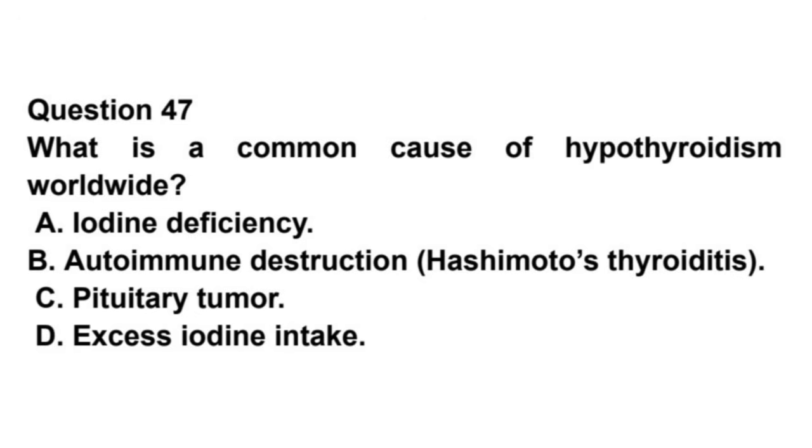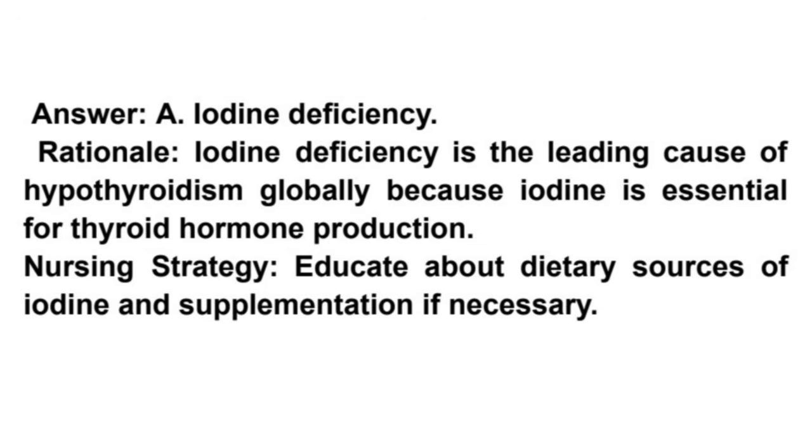Question 47. What is a common cause of hypothyroidism worldwide? A. Iodine deficiency. B. Autoimmune destruction. C. Pituitary tumor. D. Excess iodine intake. Answer: A. Iodine deficiency. Rationale: iodine deficiency is the leading cause of hypothyroidism globally because iodine is essential for thyroid hormone production. Nursing strategy: educate about dietary sources of iodine and supplementation if necessary.